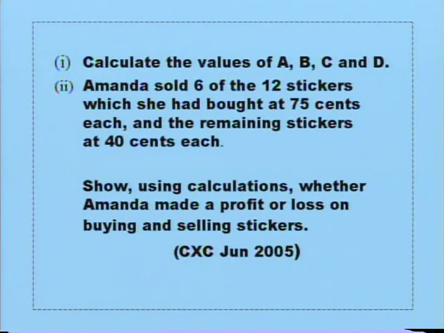Amanda sold 6 of the 12 stickers which she had bought at 75 cents each, and the remaining stickers at 40 cents each. Show using calculations whether Amanda made a profit or loss on buying and selling stickers. This question is taken from CXC June 2005.